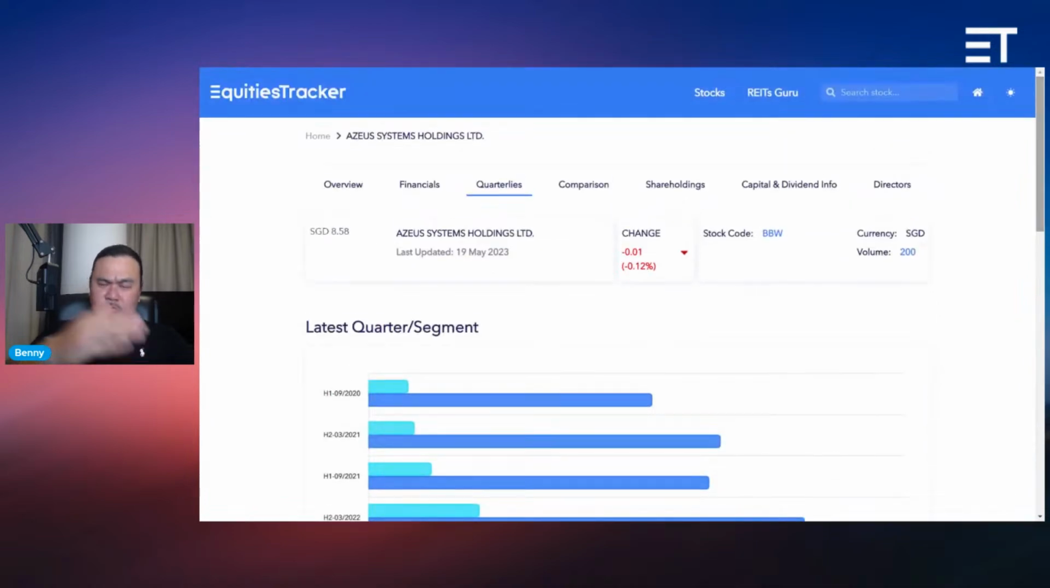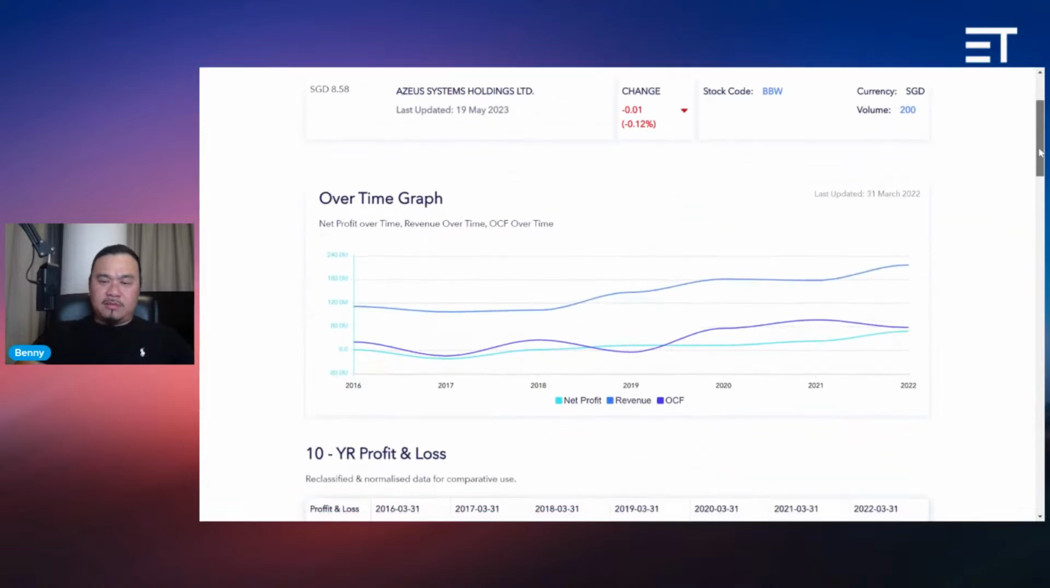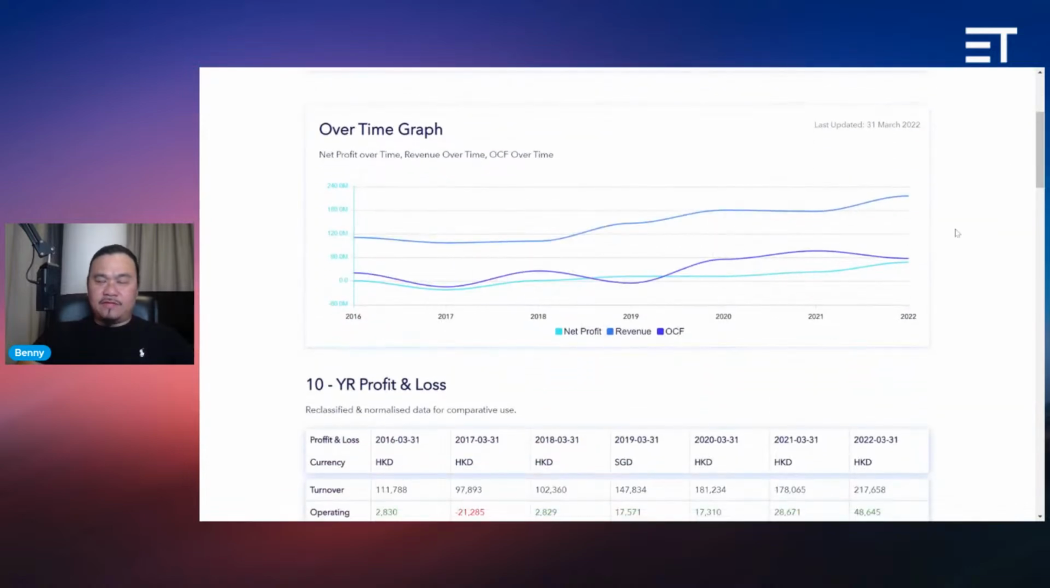Okay, so you can actually quite easily gauge the performance of the company financials by looking at this graph. You can go for longer term, where you look at annual financials, or you can look at the quarterlies, right, for short term.